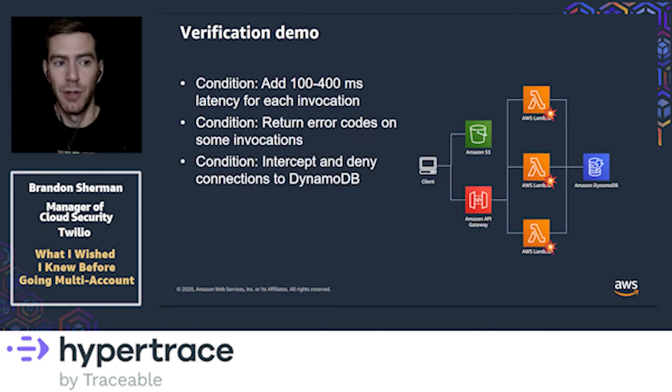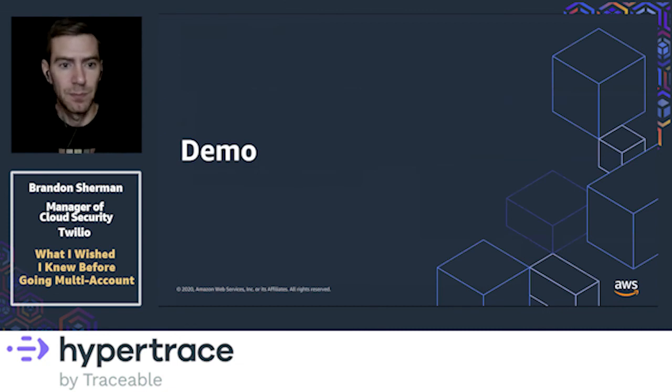And for the third one, let's intercept and deny connections to DynamoDB. And these are all conditions that could happen in our application and ones that we want to test to see how does our application behave. So let's switch around.